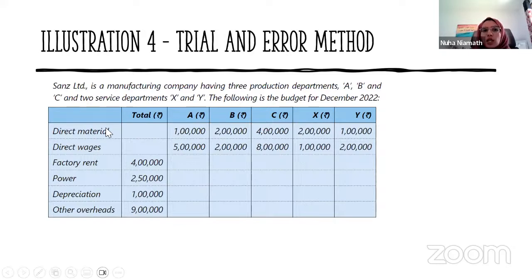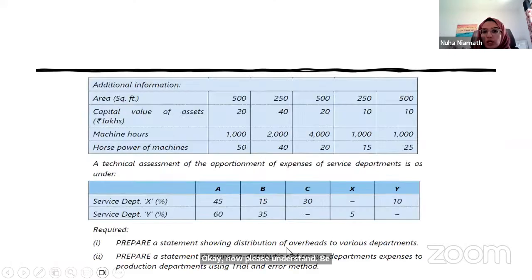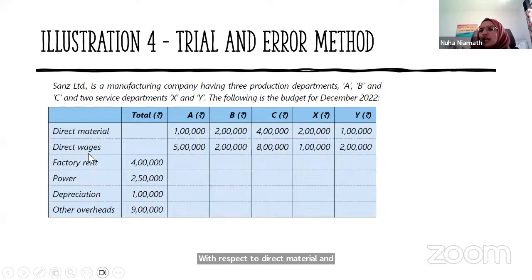Now please understand, we are calculating overheads to various departments, correct? With respect to service departments, I'm so sorry. With respect to direct material and direct wages, that will not be part of your overheads to departments A, B, and C. Please remember that. We are only calculating the overheads for departments A, B, and C, so please do not include the direct material and direct wages for A, B, and C. However, when we are calculating the total expenses for service departments, all the expenses will form part of the service departments. So direct material, direct wages, overheads, everything will form part of the service departments. Everybody is clear about that?